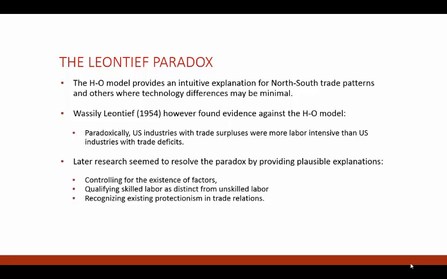Subsequent research, though, seemed to find a way to explain away this paradox by demonstrating that in practice the factor proportions theorem still held when, 1, we controlled for other factors other than labor and capital, 2, we make a distinction between skilled and unskilled labor, and 3, when we take into account that the setting was not fully adequate to test the HO model. At the time, in 1954, protectionism was more rampant, and so there was restricted trade, which violates one of the HO model assumptions.